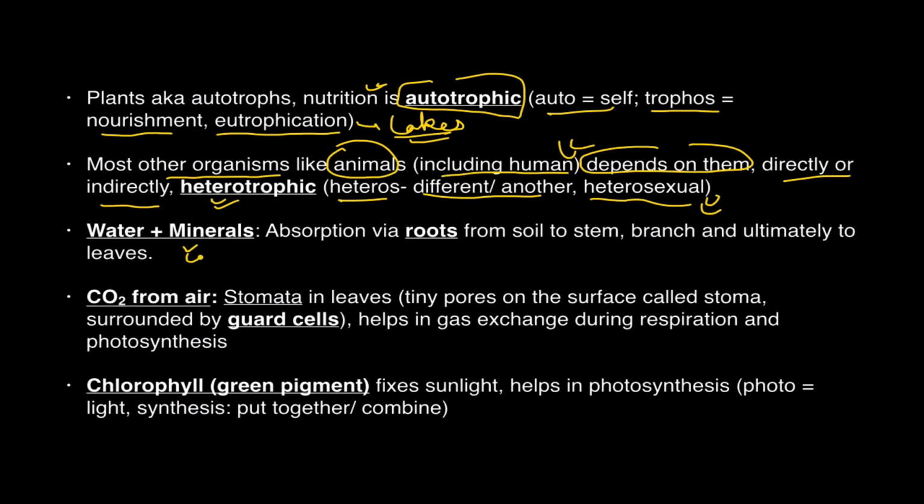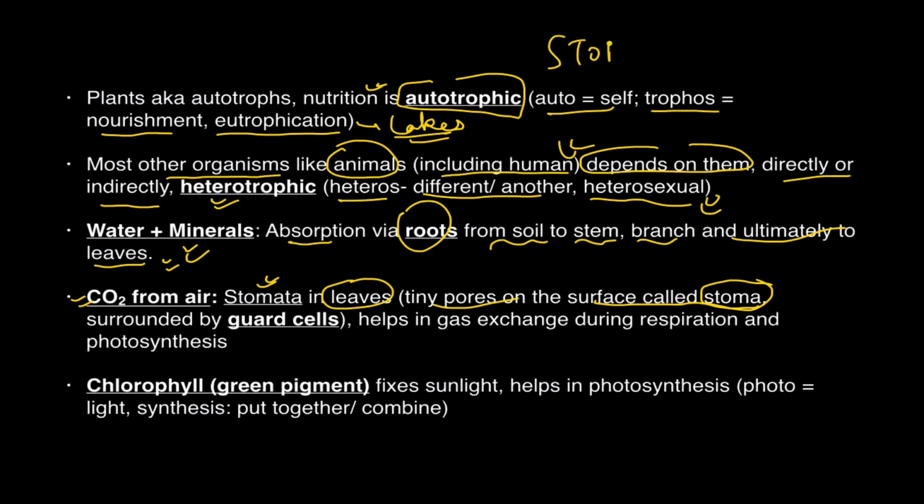Now water plus minerals is absorbed via roots and transferred from soil to stem to branches and ultimately reaches the leaves. Carbon dioxide from air is absorbed through the stomata in leaves, which are tiny pores on the surface. They are also called stoma. Stomata is divided into two parts: one is called stoma, plus the other is called guard cells.